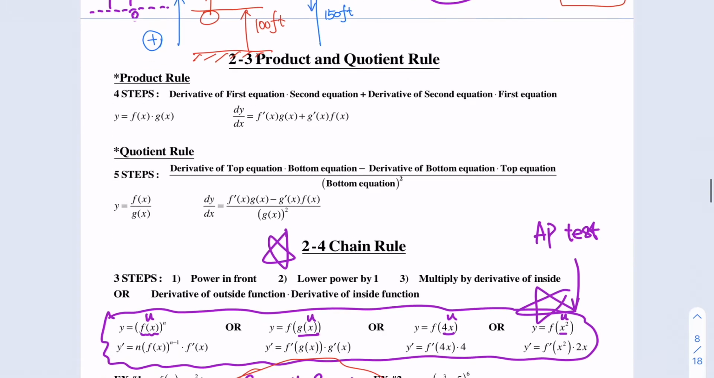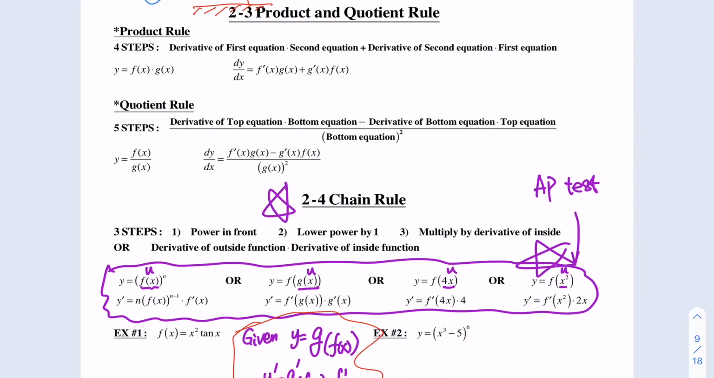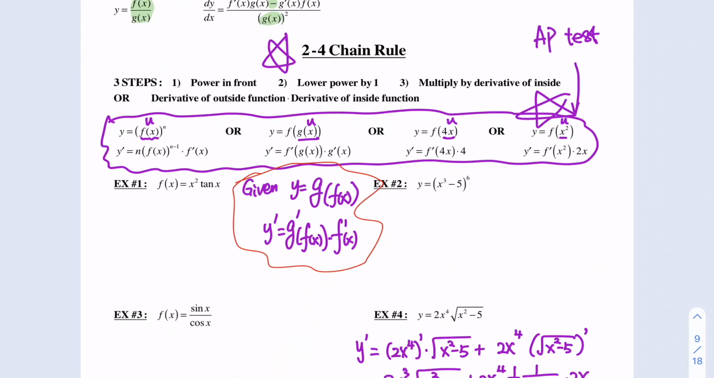Next lesson, product and quotient rule. So product rule, given f times g, when we take the derivative, f prime g plus g prime f. And the quotient rule, f over g, it's a little bit more complicated. F prime g minus g prime f over g squared, the denominator squared. So chain rule combined with product rule, quotient rule, and all the fundamental derivatives.